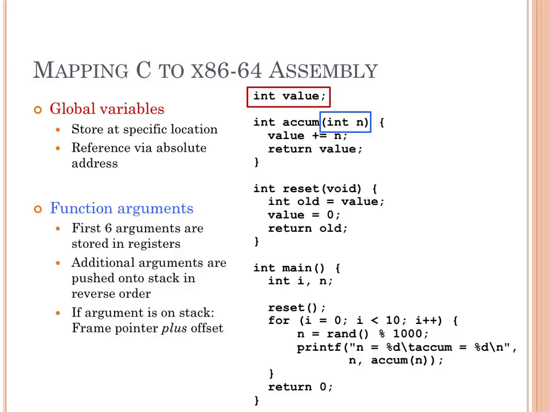Then we have function arguments. So right now we only have one function argument because our program is super simple, but we have accum takes one int argument.